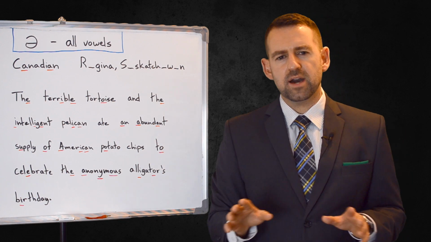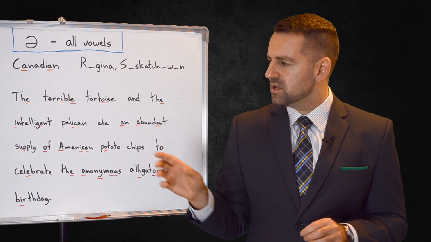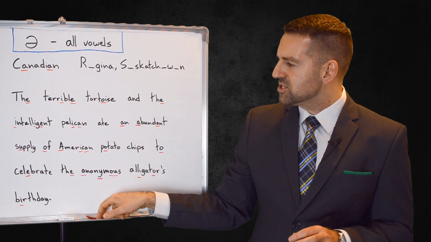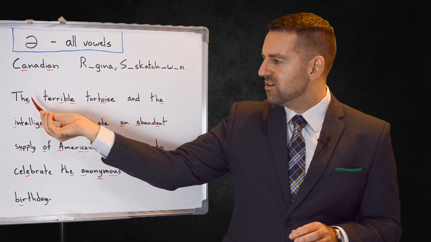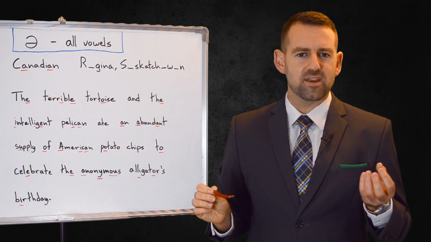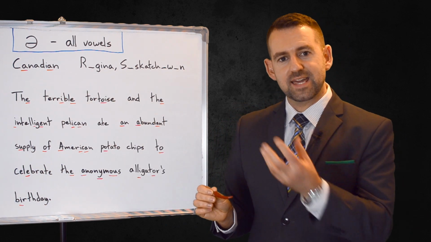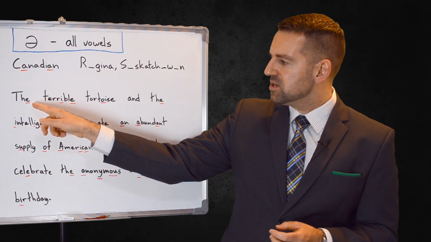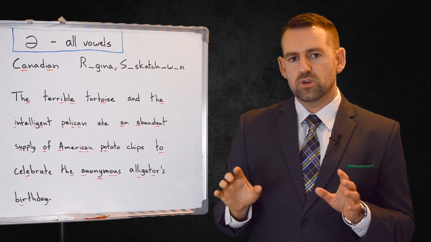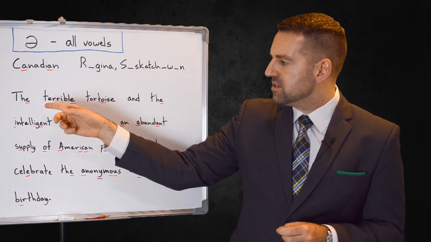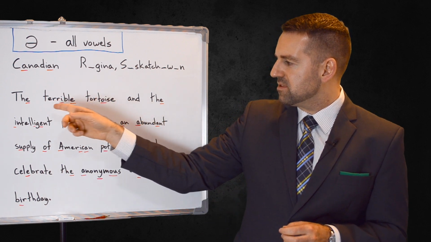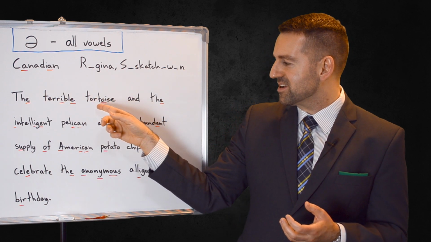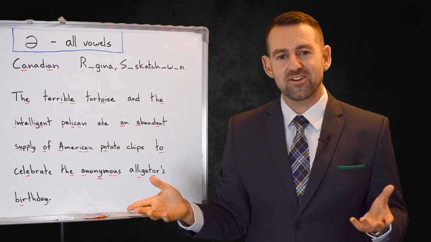But it doesn't really matter how you say it, because this word, the, it's a chilly word. We don't spend time on it. So we want to get to the next word as quickly as possible. That's why this becomes a schwa. You don't even really hear it. Listen, the terrible, can you even hear it? The terrible tortoise. All right, you can barely hear it.